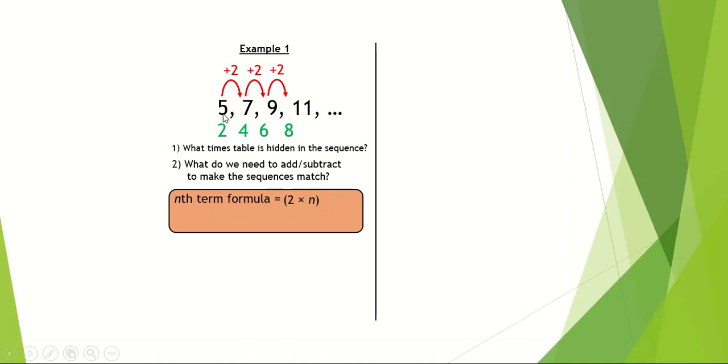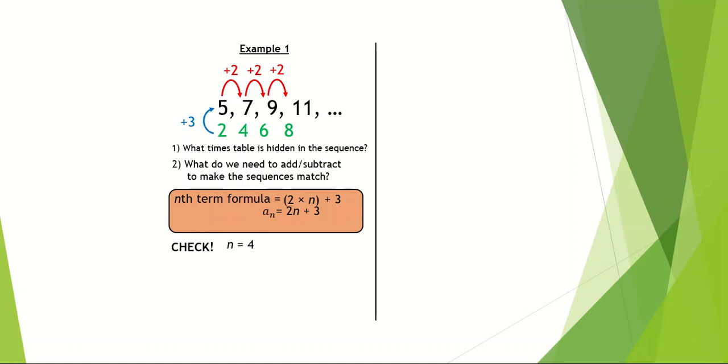For this one, the difference between the terms 5 and 2 is 3, which is actually the same with 7 and 4, 9 and 6, 11 and 8. Therefore, from 2 times n, we have to add 3 to get the original sequence. Therefore, our a sub n is equal to 2n plus 3.